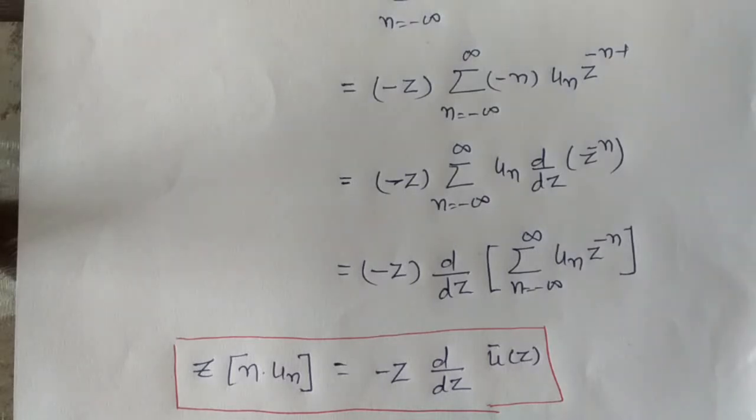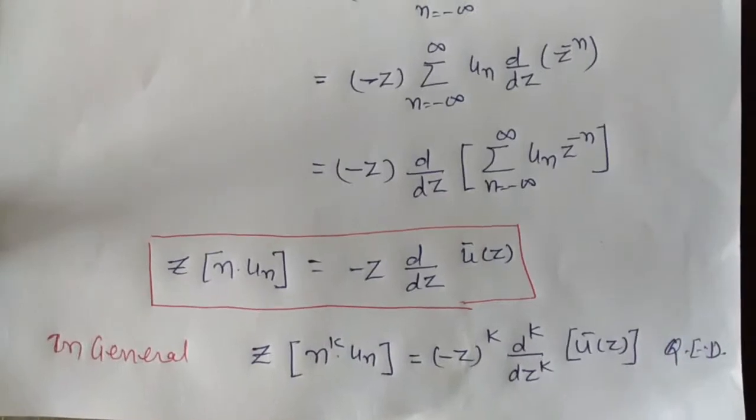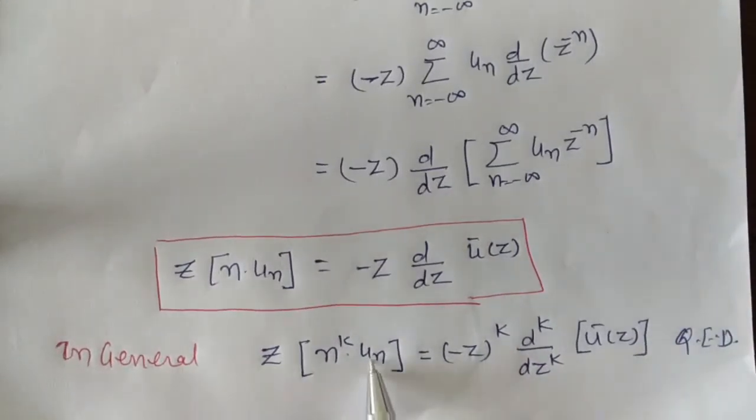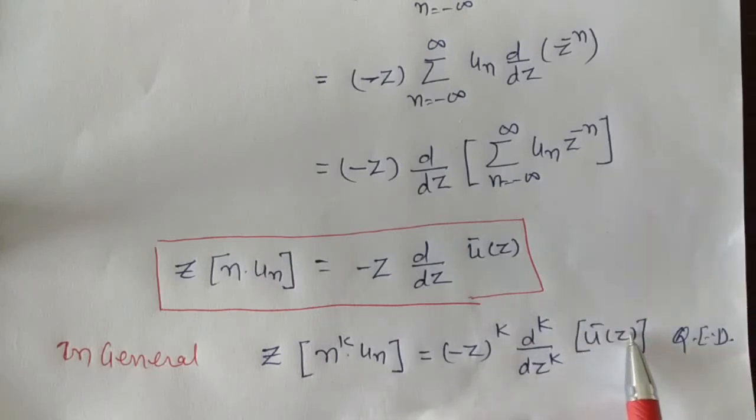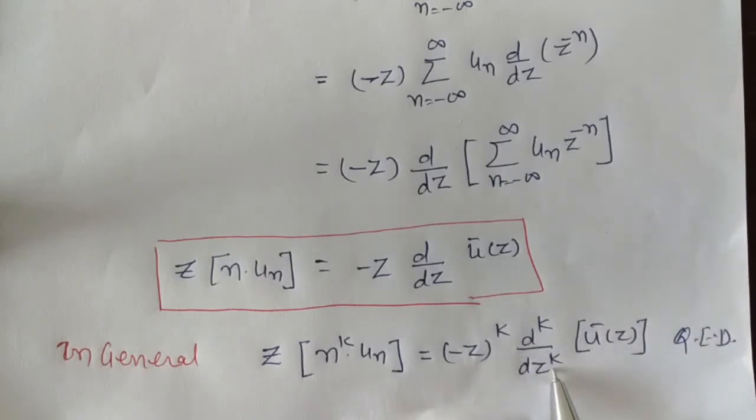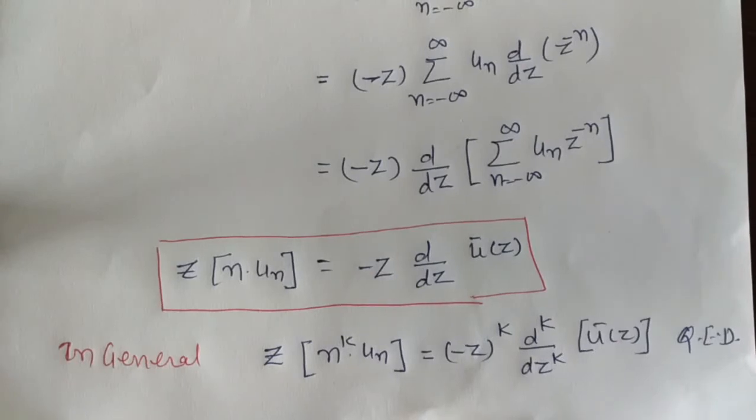Now in general we can write, if u(n) is multiplied by n power k, some positive integer power k, then the z transform of n^k u(n) is equal to (-z)^k times the k-th derivative of U-bar(z) with respect to z. So this is the form of the multiplication by n property.